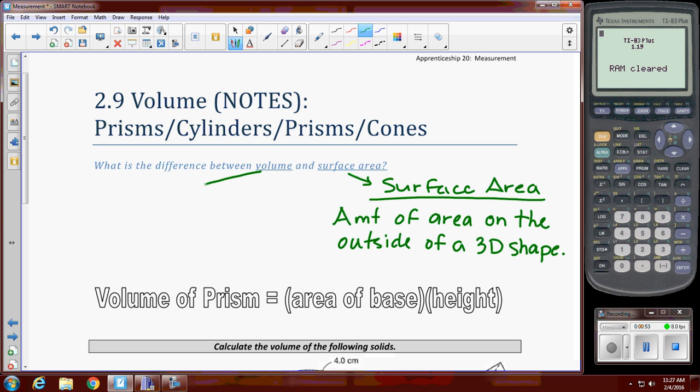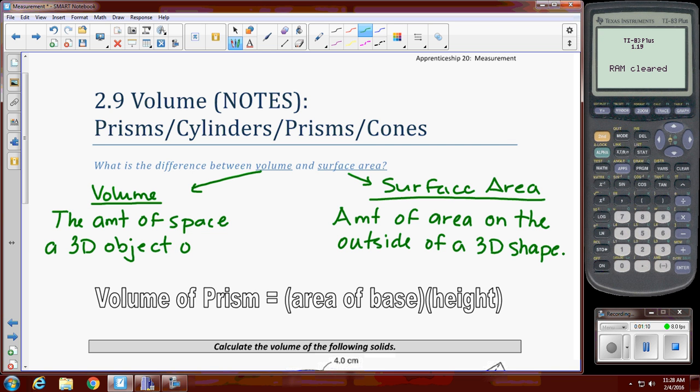But now volume, we're going to move into, volume is different. Volume is talking about the amount of space a 3D object occupies. And what we mean by that is if we go back to that present analogy, if the surface area is how much wrapping paper goes on the outside of the present, the volume is how much space that present actually takes up in the room. So if we're thinking about Christmas, how much space does that take up under the tree? If you're hiding a present, how much space does that present actually take up in your closet?